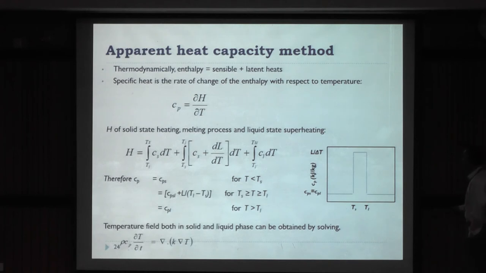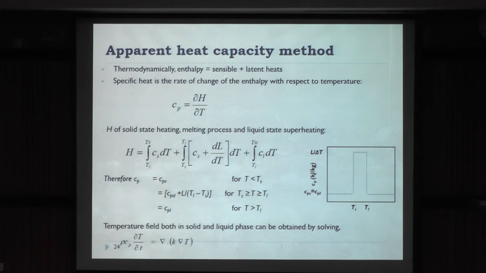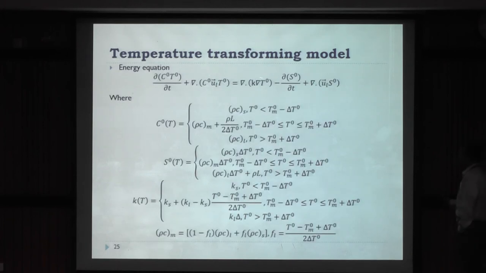So from that perspective, a third method has been developed, which is called the temperature transformation model. It takes the advantage of the enthalpy method as well as the advantage of the apparent heat capacity method, and they incorporate both in this model. And they come up with some nice equations.